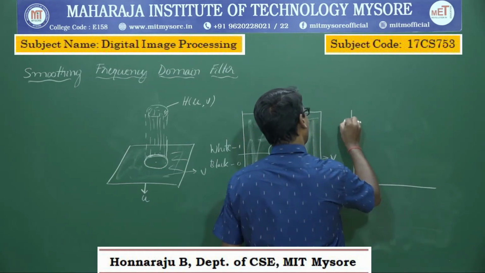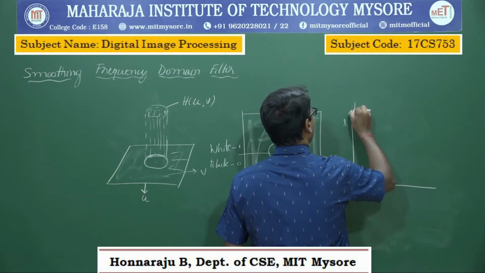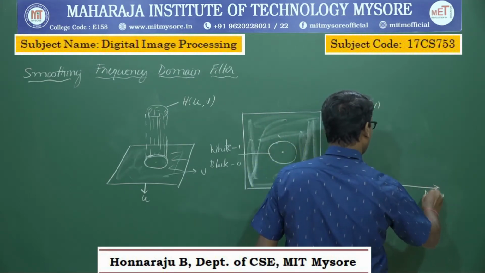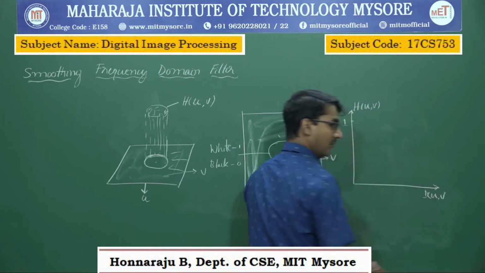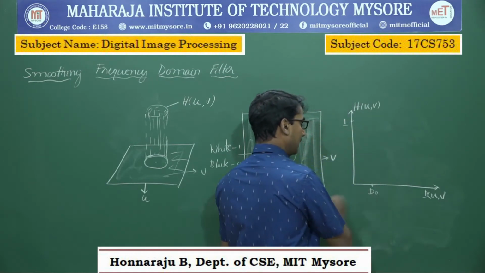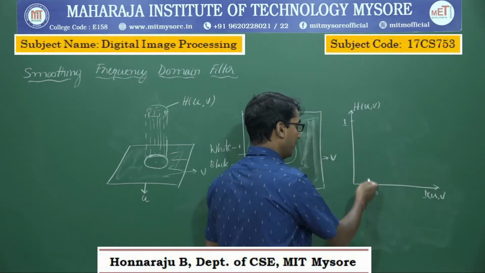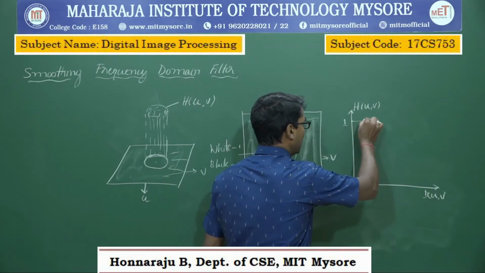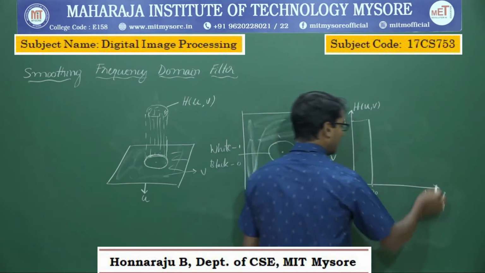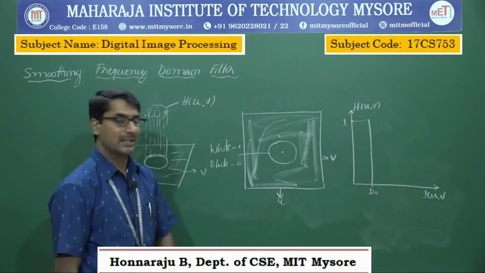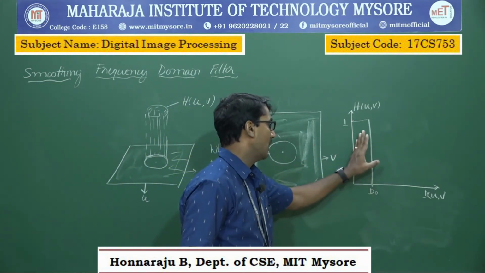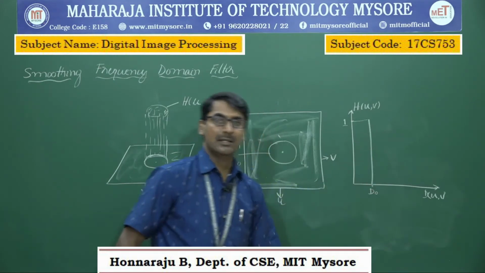This is H of u comma v. So, this is D of u comma v. This will be the cutoff frequency, that is D0. If the frequency value is less than D0, it becomes 1, and the remaining frequency is 0. So, if it is within the cutoff frequency, then it is 1, and above the cutoff frequency it will be 0.